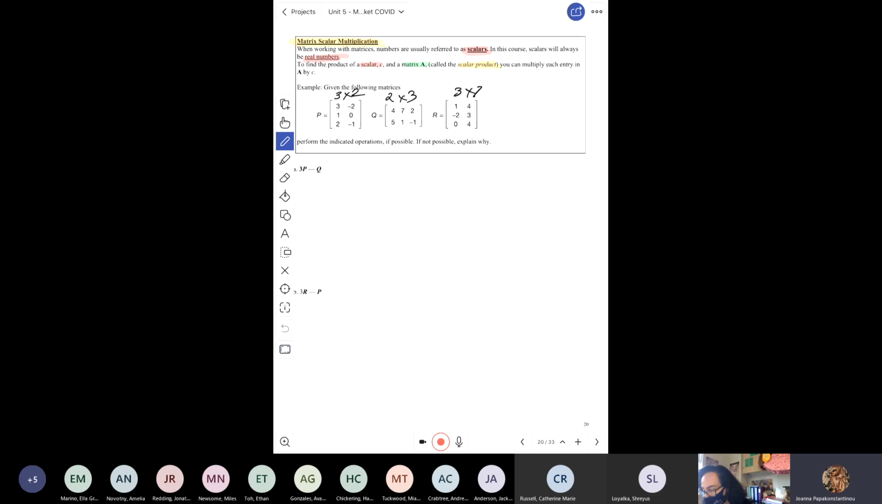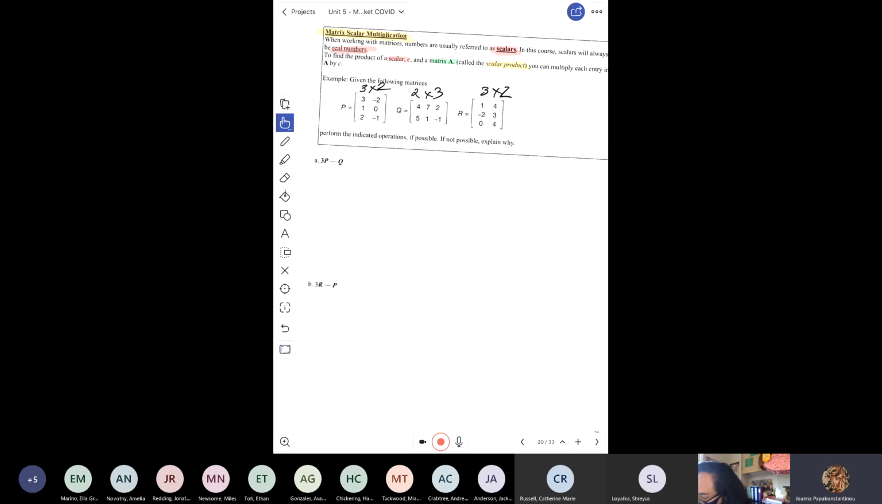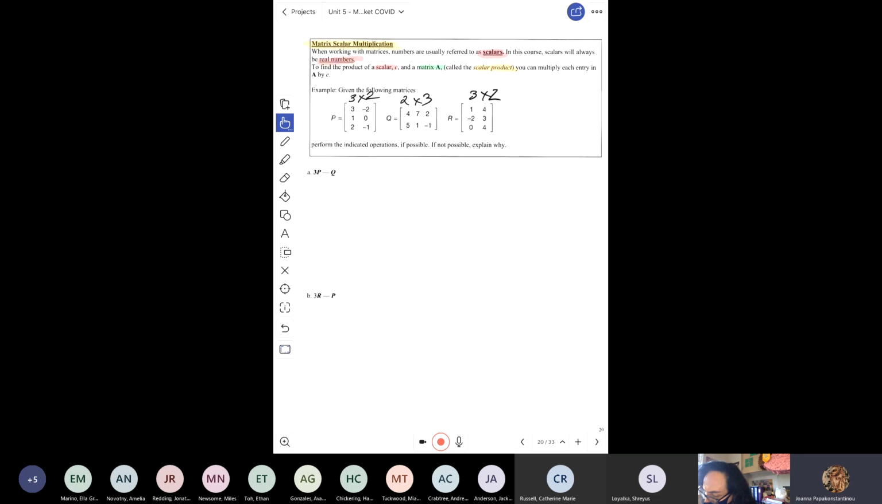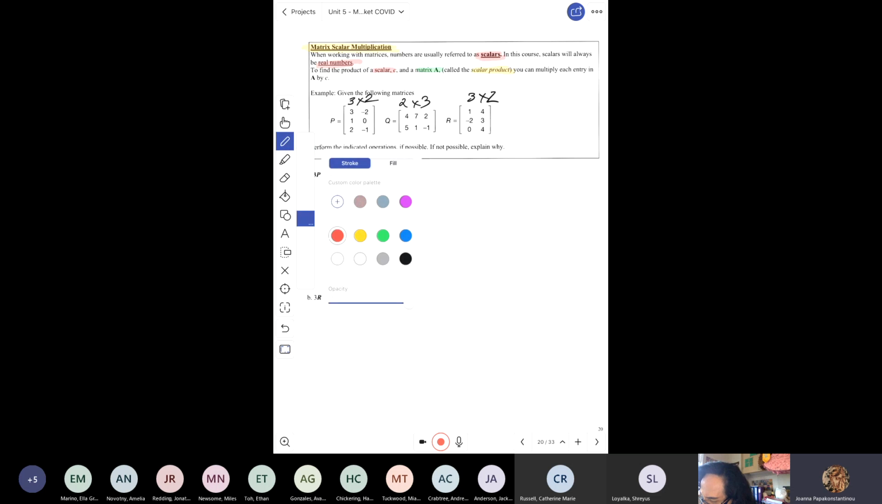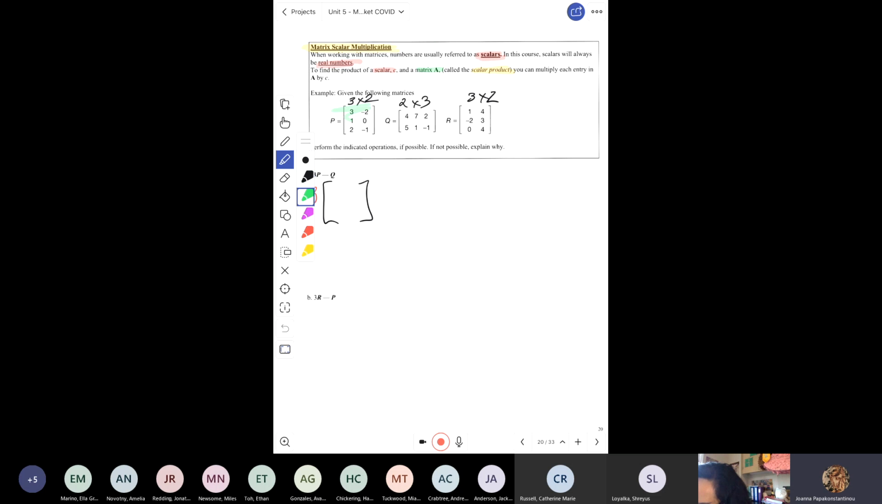But we're performing matrix scalar multiplication first. Okay, so let's take a look at the first operation that you're being asked to do. You are being asked to multiply scalar 3 by matrix P. Matrix P, I'm going to put in here 3, -2, 1, 0, 2, -1. And then once I perform that operation, because, you know, order of operations, right? Please excuse my dear, we do multiplication before we do subtraction. Then I'm going to subtract Q.